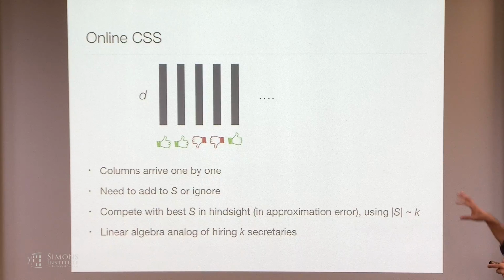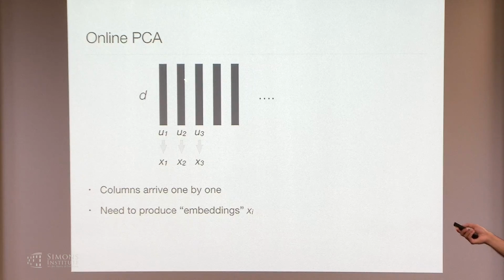So this is the setting for online column selection. The online PCA problem, the definition itself is somewhat non-trivial, and here's where this embedding view of PCA comes in. You get these columns u1, u2, u3, and so on. As soon as a column arrives, you want to commit to an embedding xi of the column ui. This xi should be an embedding onto a low-dimensional space.